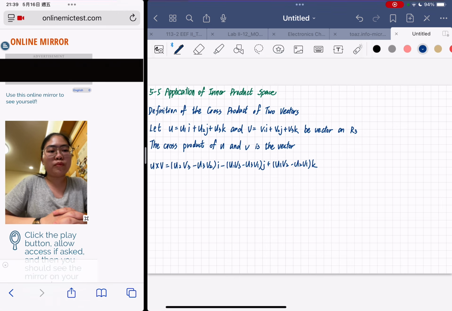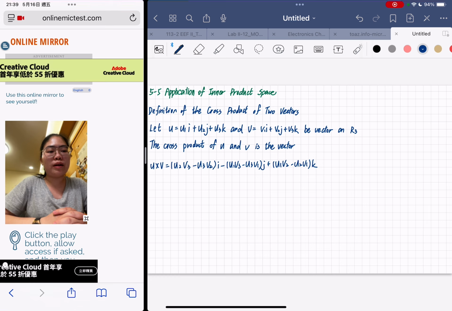Let U = U1i + U2j + U3k and V = V1i + V2j + V3k be vectors in R3. The cross product of U and V is the vector U × V = (U2V3 − U3V2)i − (U1V3 − U3V1)j + (U1V2 − U2V1)k.